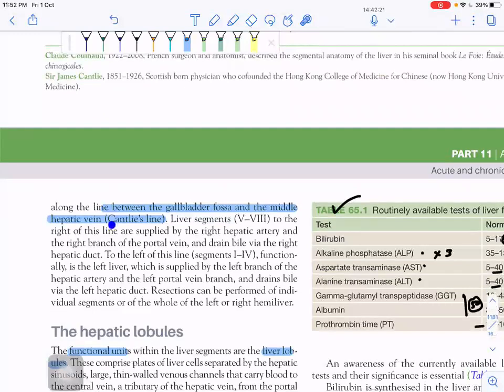You have to know about the Cantlie line. Bailey is telling different things: it is between the gallbladder fossa and the middle hepatic vein, they are telling. But the other books are telling that it is between the gallbladder fossa and the IVC. But Bailey is telling between the gallbladder fossa and the middle hepatic vein. Remember the thing.